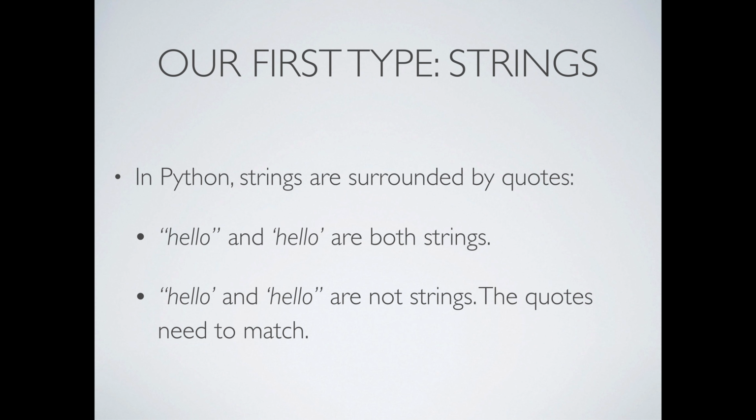Something to keep in mind though, is that the quotes need to match. So for example, if you start with a double quote, you need to end with a double quote. So in this second bullet point here, these 2 hellos are not considered strings because those quotes don't match. So just make sure when you're typing strings in Python, you're being consistent about what form of quotes you use for that specific string. Again, you can either use double or single quotes. Doesn't make a difference to Python.